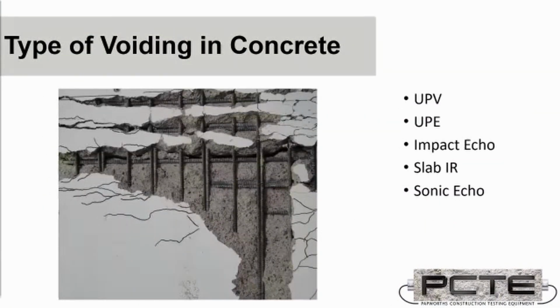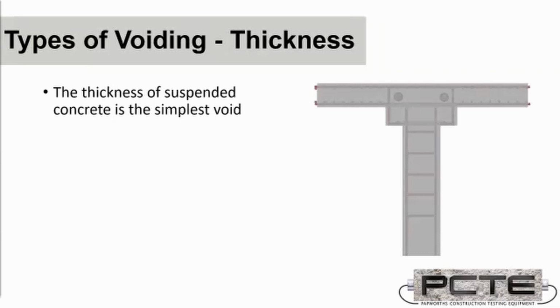So let's start to go through case studies. Let's begin by looking at the very simplest void, which you may not think of as a void, which is an actual thickness of a structural element, because it's a large amount of air existing at some point beyond our concrete.